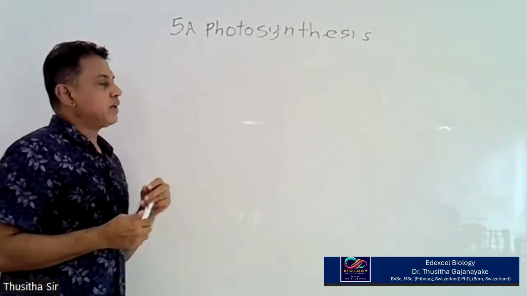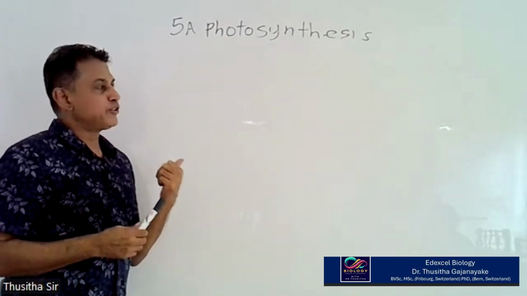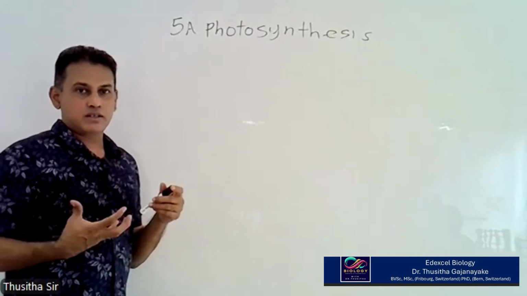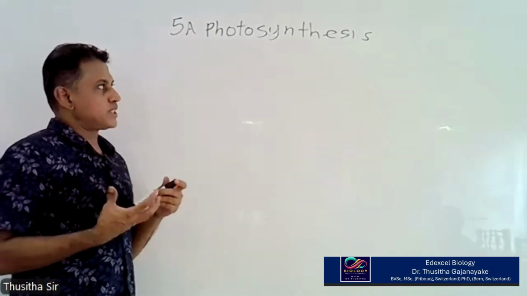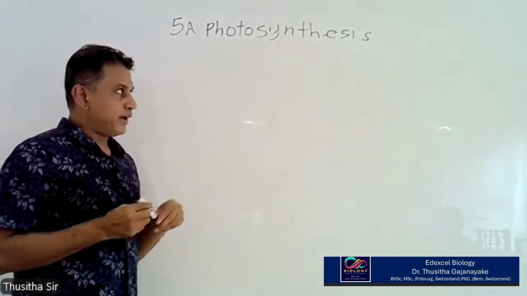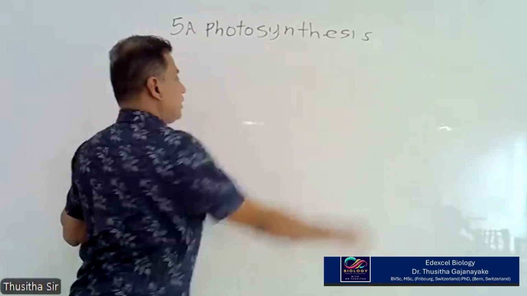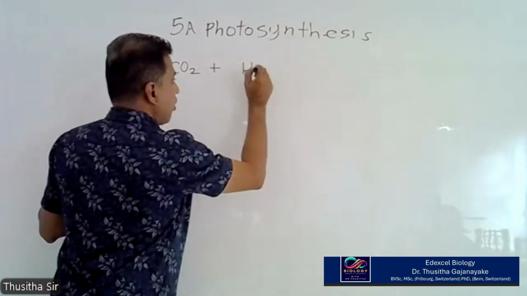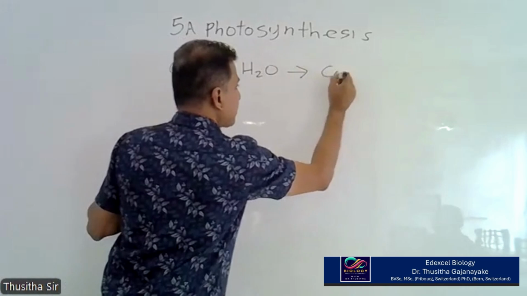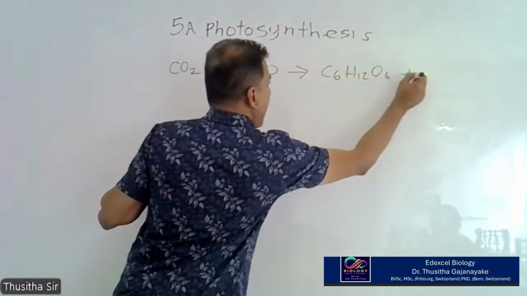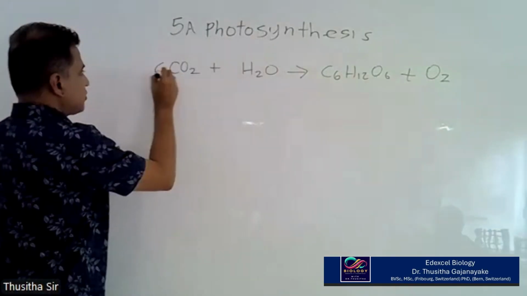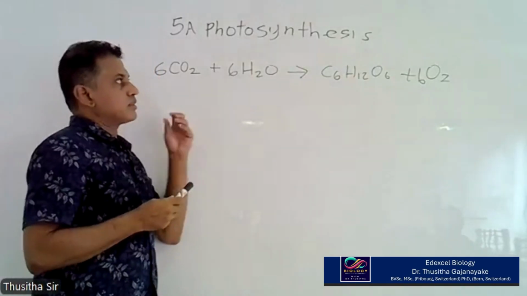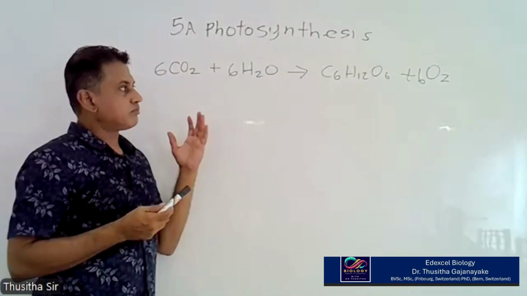You must be wondering what we should learn from photosynthesis. For us, it's always a small lesson, just a very small lesson, and many times we just try to write the reaction: carbon dioxide and water produce glucose and oxygen. The balanced equation is 6, 6 and 6. We all know this from primary level. This is all about photosynthesis.